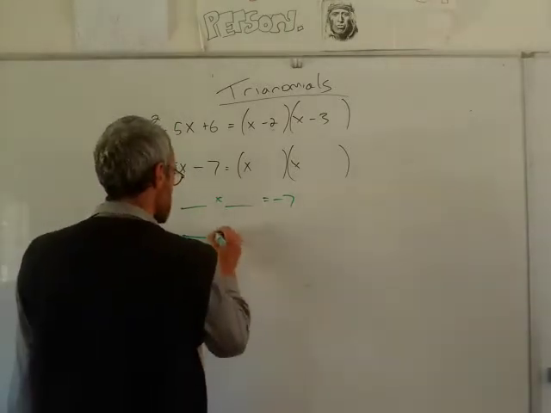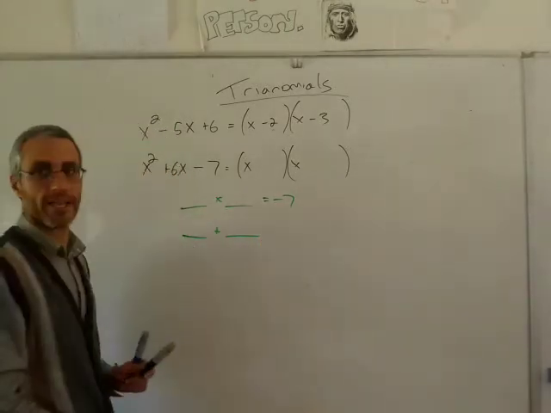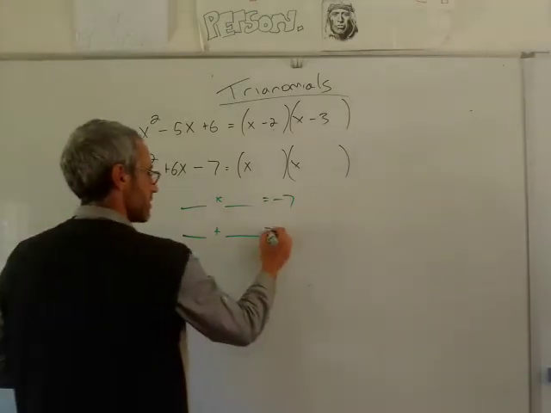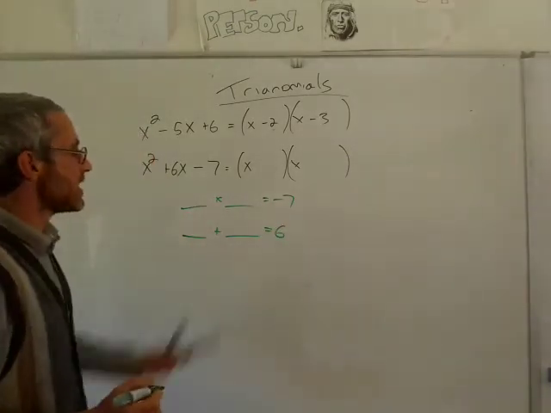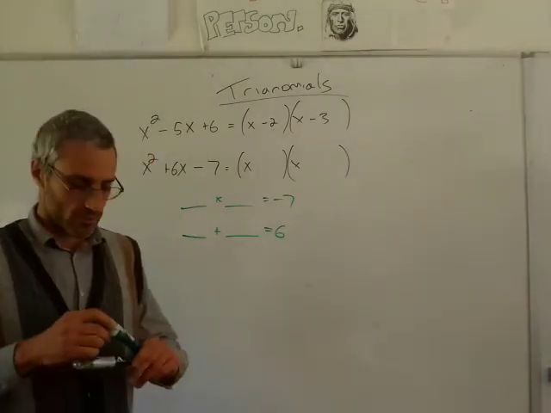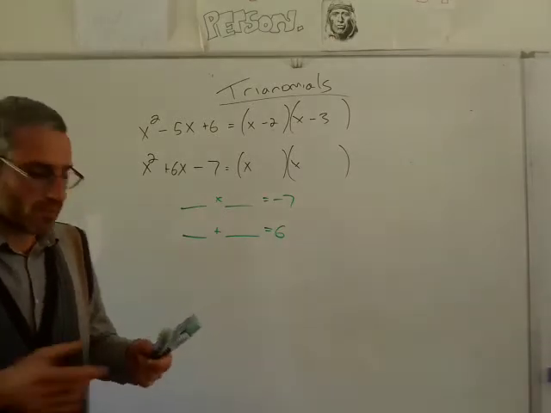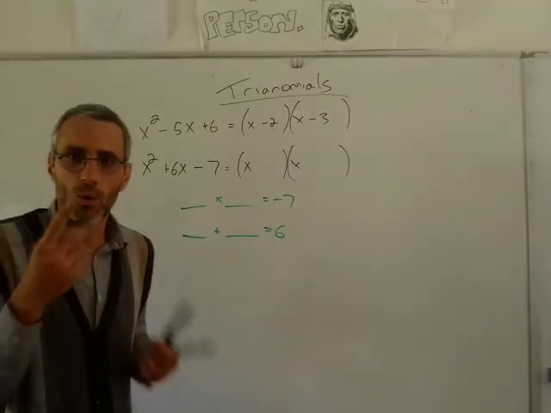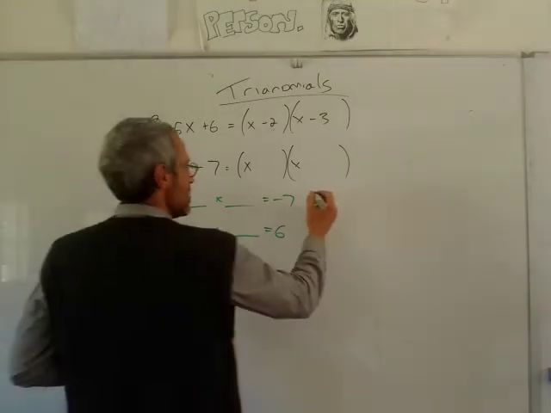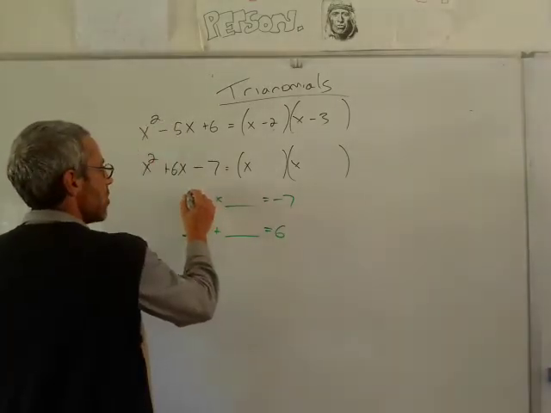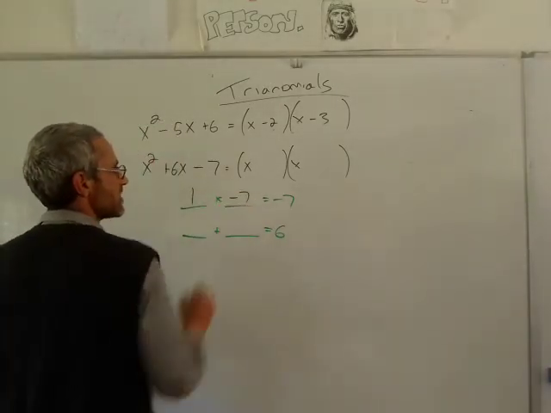If you add these two numbers, what do we have to get? 6. Okay? So let's think about factors of minus 7 or factors of 7. Well, there's only really one pair, or I guess two. Okay? So either it's going to be 1 times minus 7, right?